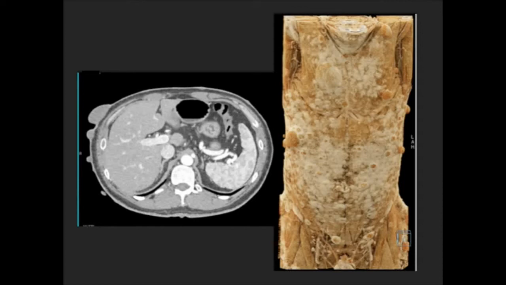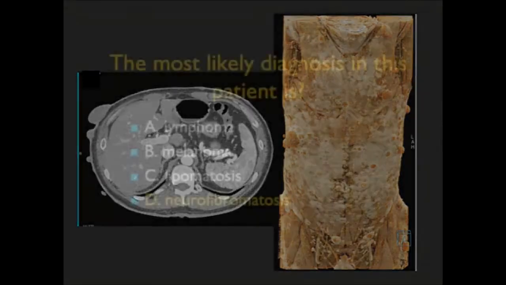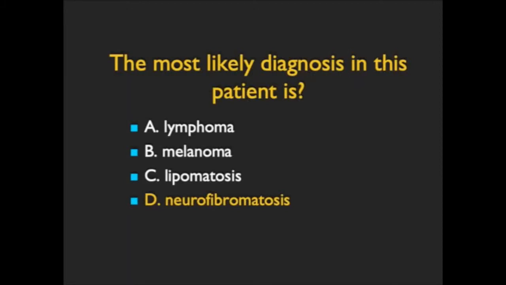Lipomatosis, this doesn't look like fat. With lipomatosis, you don't get that many lesions or that large. This is a classic example of neurofibromatosis. These are all multiple cutaneous neurofibromas. Just a beautiful example.